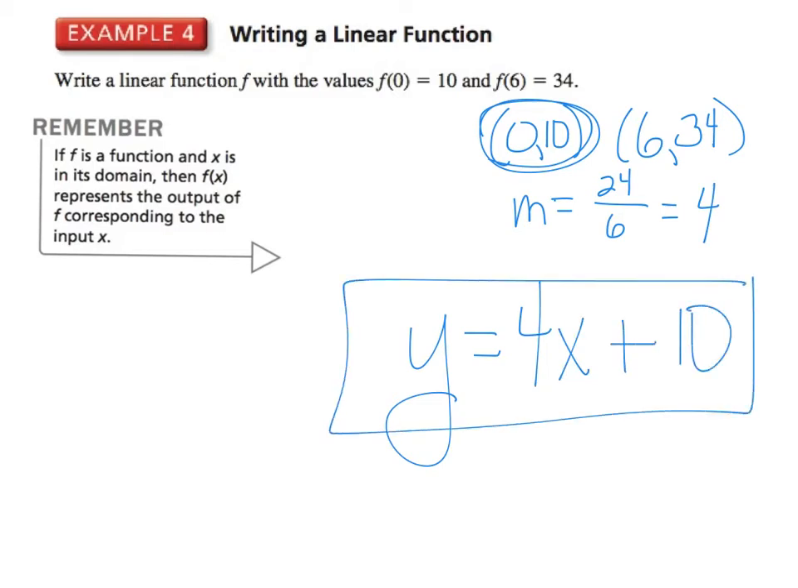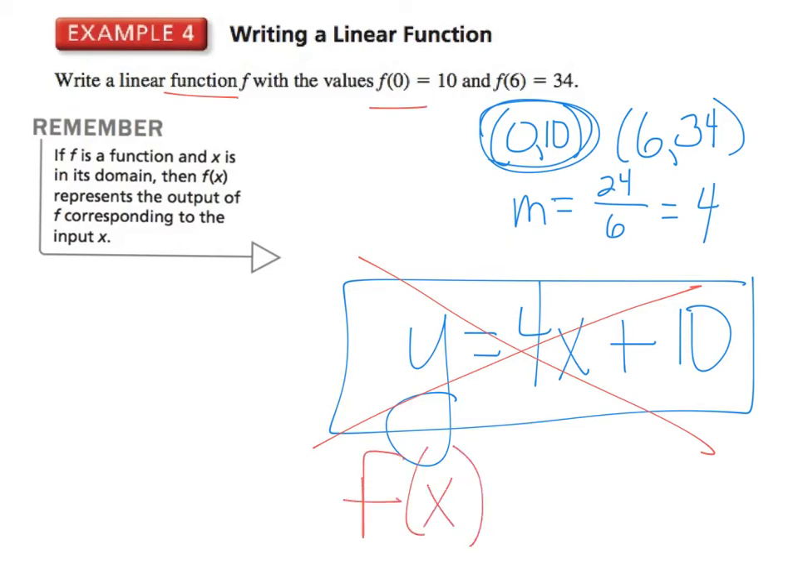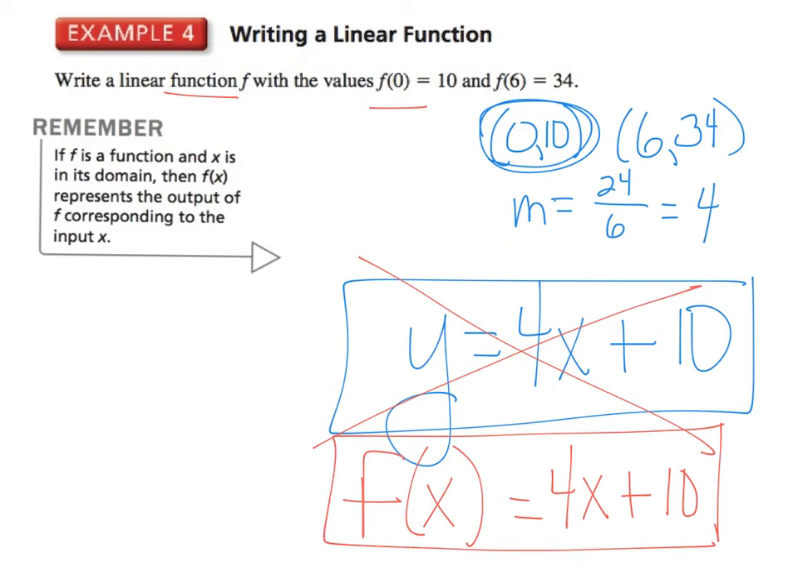Now, if you always wanted to check your answers, you could plug them in. Plug in my other point. Let's plug in 6. 4 multiplied by 6 is 24 plus 10 is 34. But this is incorrect. It is so easy to forget that you have to write a function. And we're using f of 0. That means my function has to be f of x equals 4x plus 10. So we must be careful when we write a function versus an equation.